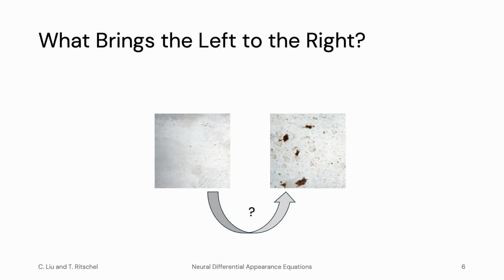Let's start from the simpler case where we want to generate some dynamic textures. We ask a primary question: what brings the left to the right? There are two frames from the rusting video you saw. You can imagine there is a process describing the interplay between the metal, air, oxygen, water, which eventually produces the rust. So what is it?